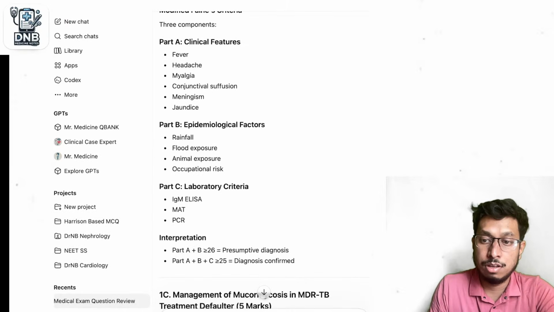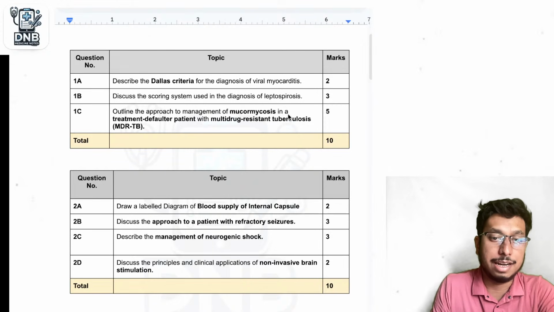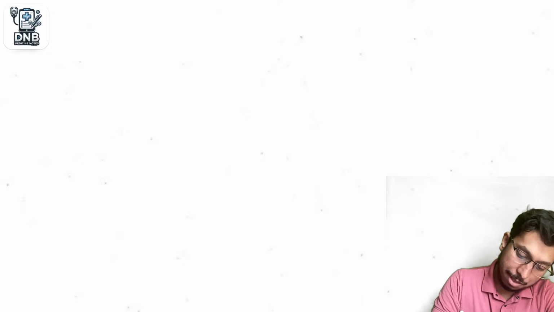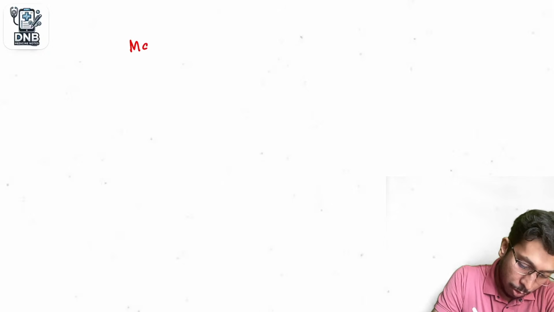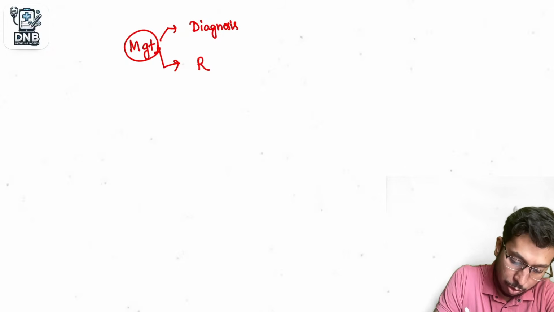Now coming to the next question of this first part. The next question was regarding outlining the approach to the management of mucormycosis in a treatment defaulter patient with multi-drug resistant TB. So it is a clinically linked question. What does the examiner want here? First of all, this is about mucormycosis management. Whenever there is the term management, you need to write about diagnosis and treatment both. Don't forget this part.